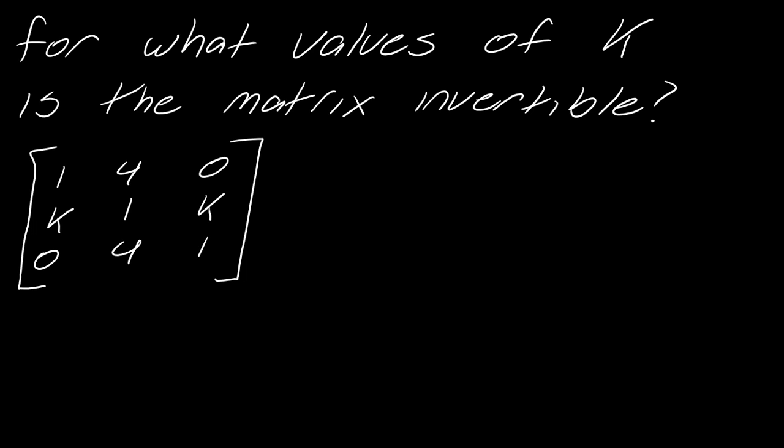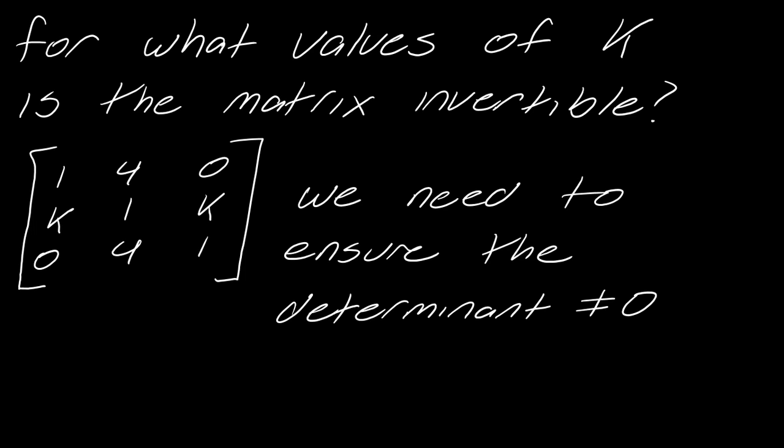For this example, the easiest way to figure that out is to note that you just need to ensure that the determinant of this does not equal 0, because a matrix where the determinant equals 0 is not invertible. So this is really what we have to ensure. If it doesn't equal 0, then it's invertible and we're good to go.